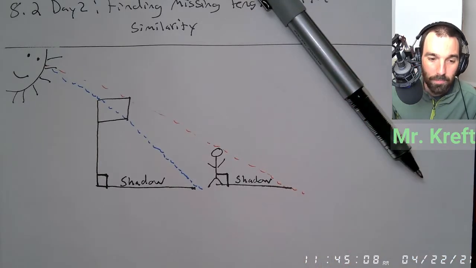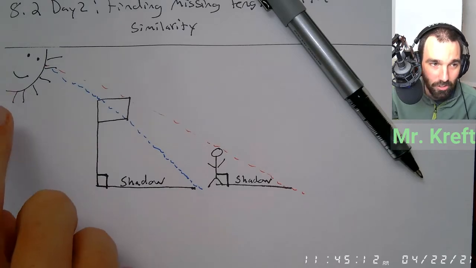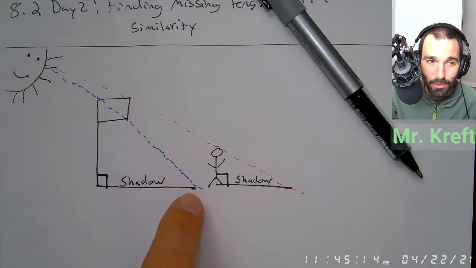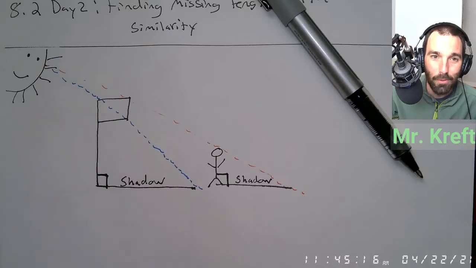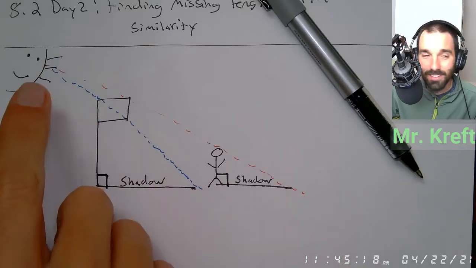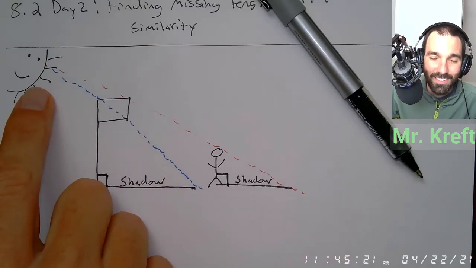Now, to get the other angle, this is where physics comes in. I think this is really exciting. Now, in my picture, see how close the sun is? If you were that close to the sun, we would all be dead, right? So the sun isn't that close. In fact, the sun is really, really far away from us.